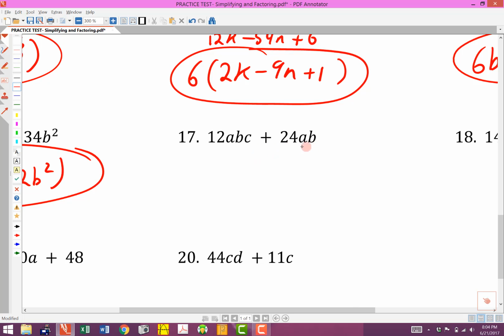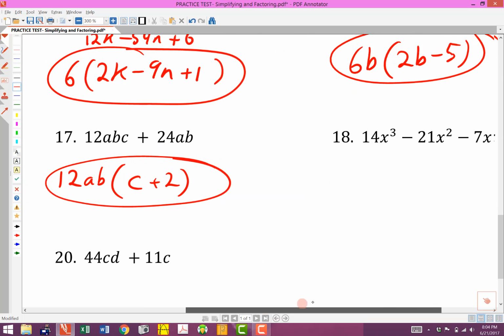Next one. Okay, not too bad. Let's look at the numbers. 12 and 24, biggest number we could take out would be a 12. They both have an a and they both have a b, so we're going to take out a 12ab. Took out the 12, the a, and the b. The only thing left here is a c, and took out the a and the b. So if we divide this by 12, we're going to be left with just a 2. Okay, so there's that one.